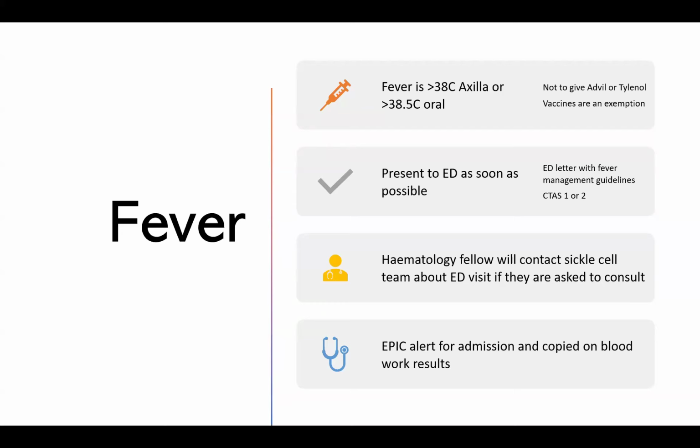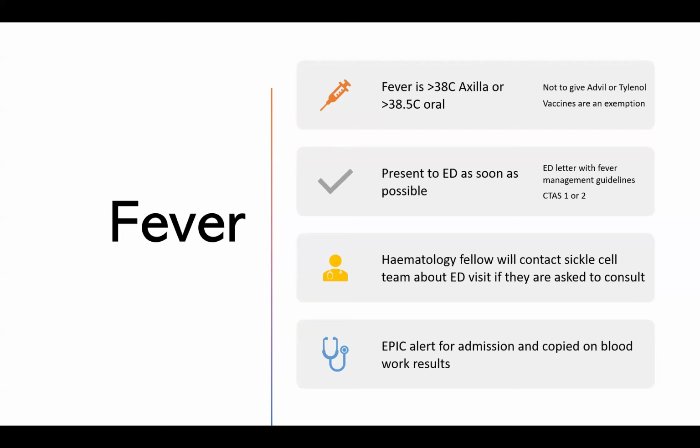So all of our parents are given emergency room letters stating that the child has sickle cell disease, what a fever is, and why the assessment is needed urgently. Attached to it is the fever management guidelines that we use at Sick Kids for our sickle cell patients with a fever. So it clearly outlines what to do with a fever, what blood work, cultures, antibiotics. All of our patients who present to our emergency department with a fever are considered a CTAS 1 or 2.